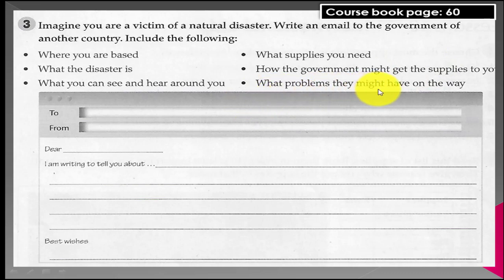What problems they might have on the way. You have to tell them about the challenges that they may face in order to be ready for that. Is the region that you are in very far, or is it hard to reach using a vehicle? So you have to tell them about the problems around you in order to get ready and reach you or give you the supplies safely. So that's what you need to mention in your email.